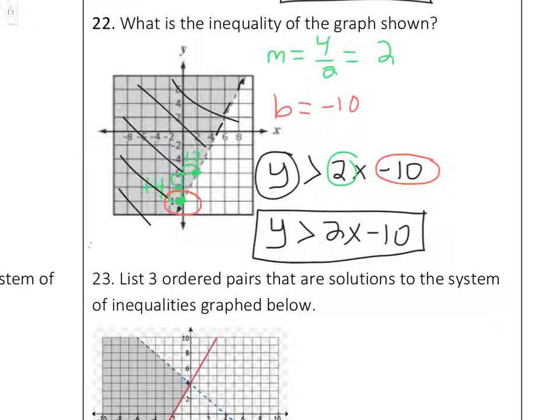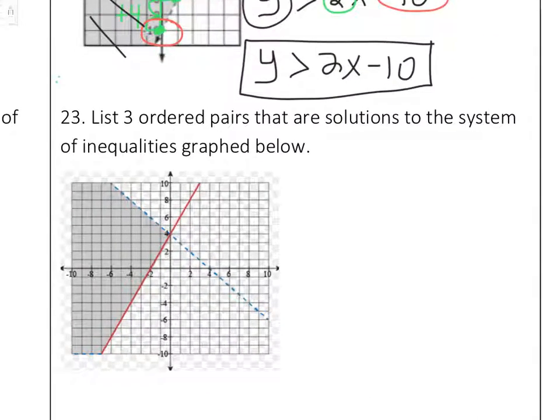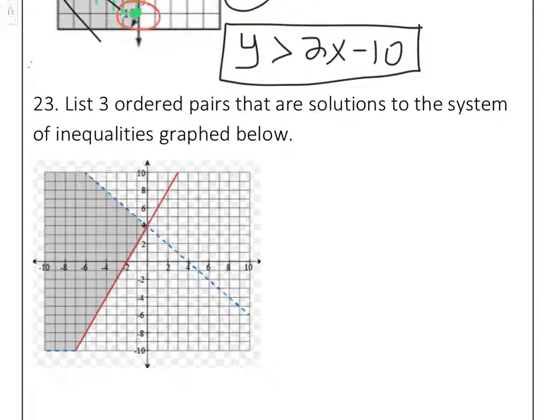Okay, moving on. Number 23, here we go. Now we have a solid line here. We need to solve a system, or write a system of inequalities. That means 2. All right. List 3 ordered pairs. Oh, never mind. I'm sorry. List 3 ordered pairs that are solutions to the system of inequalities graphed below.